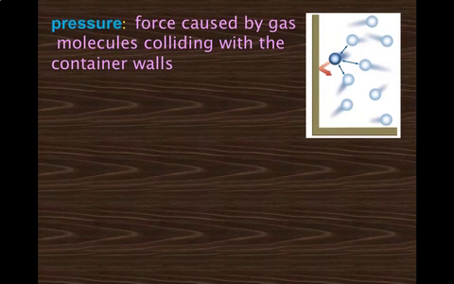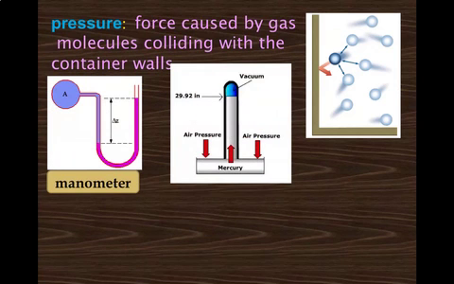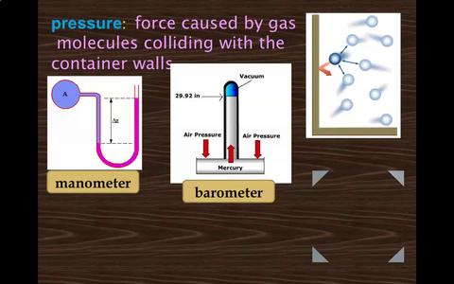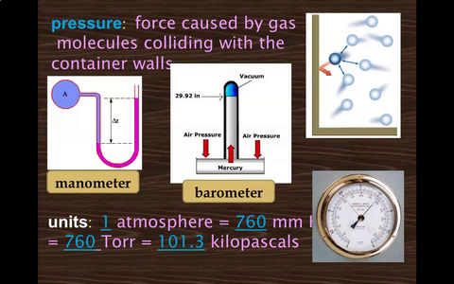So now we're going to talk about pressure. Pressure is a force caused by gas molecules colliding with the container walls. There's a couple ways to measure pressure. One is with a manometer, and the other is a barometer. Those are tools we use a lot of the time to measure air pressure. We have several different units we can use for pressure, listed below with their equivalencies. 1 atmosphere is equal to 760 millimeters of mercury, which is equal to 760 torr, which is equal to 101.3 kilopascals. All of those are the air pressure at sea level.